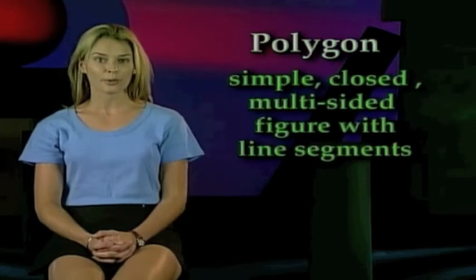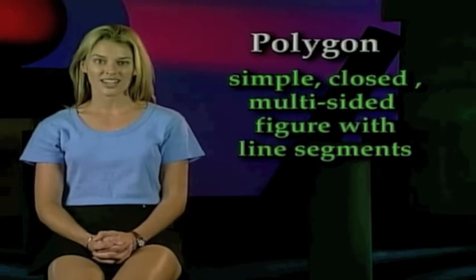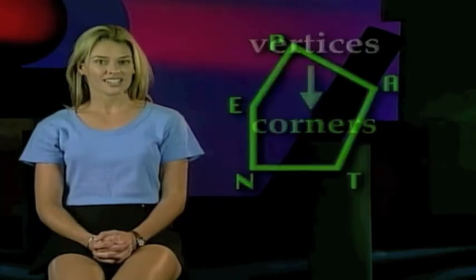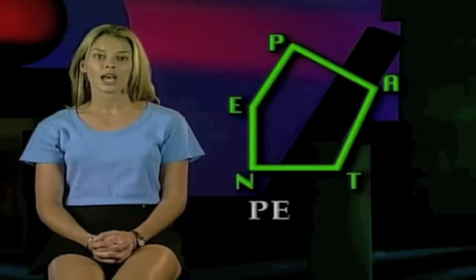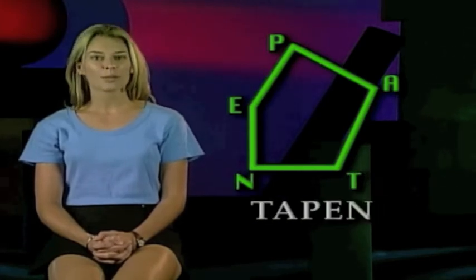Like this report giver said, a polygon is a simple, closed, multi-sided figure with line segments for sides. We name a polygon by listing its vertices in order. The vertices are all the corners. For instance, this pentagon could be named PENTA, or ATNEP, or TAPEN. Now let's go over a few more definitions that go with polygons.